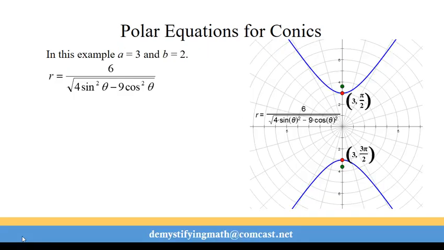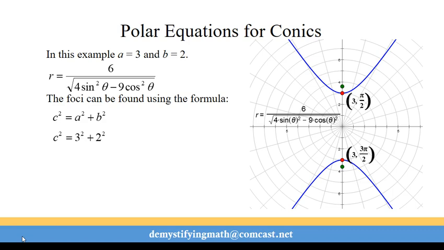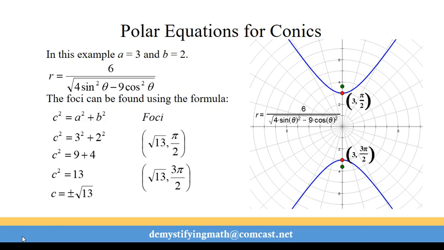So here's an example of the last one. We have a is 3 and b is 2. So I plugged in a couple points. You can see where your vertices are and make sure they fit your equation. And then you can find your foci. For our hyperbola, it's a squared plus b squared equals c squared. So you get plus or minus square root of 13. So we only need to use the positive, but we could use negative if we wanted to. But one's at (square root of 13, pi over 2), and (square root of 13, 3 pi over 2).